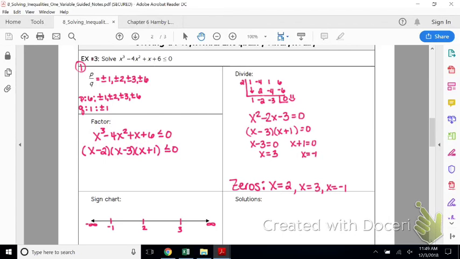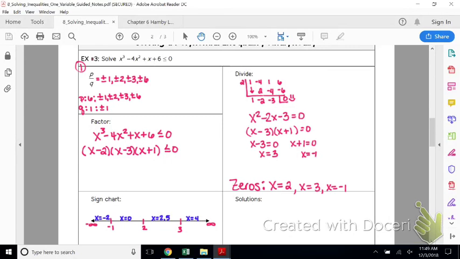But first, let's pick some numbers. I need a number between negative infinity and negative 1. Negative 2. Good. Between negative 1 and 2: 0. Between 2 and 3: 2.5. And between 3 and infinity: 4. All right.